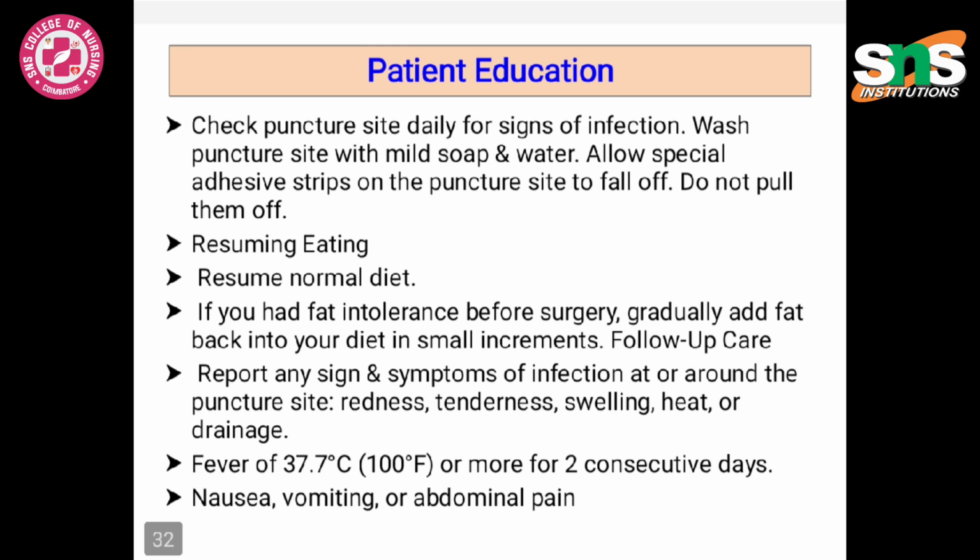Caring for the wound: resume a normal diet. Check the puncture site daily for signs of infection. Report any signs and symptoms related to infection.